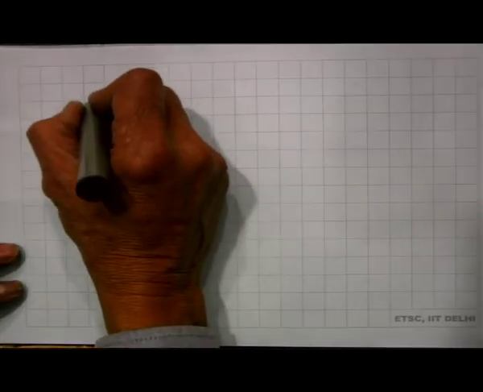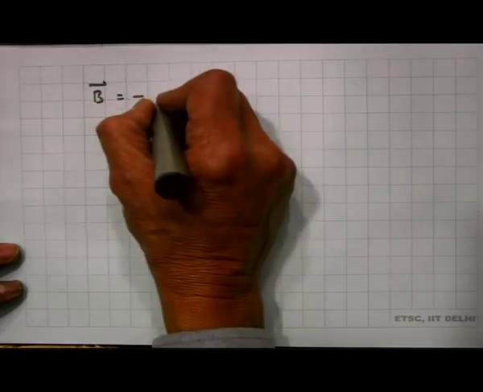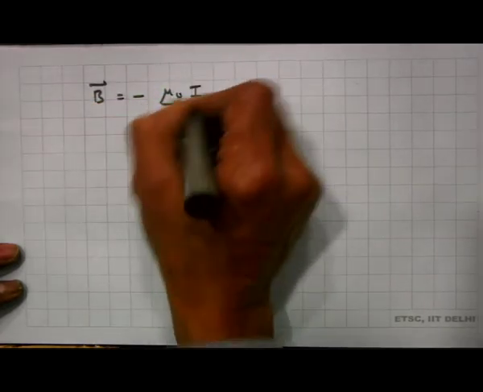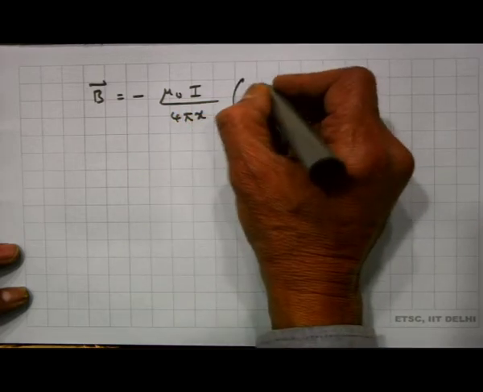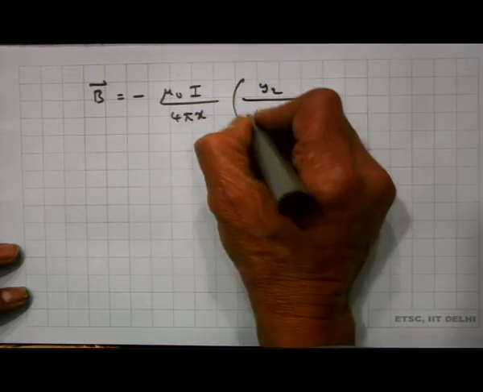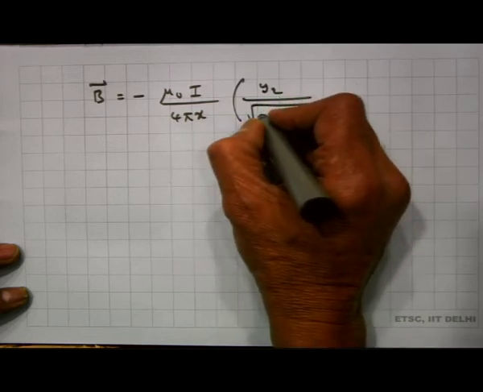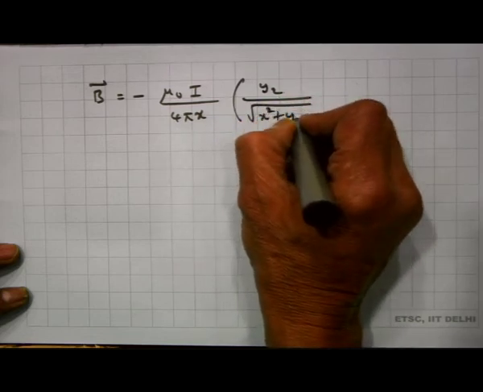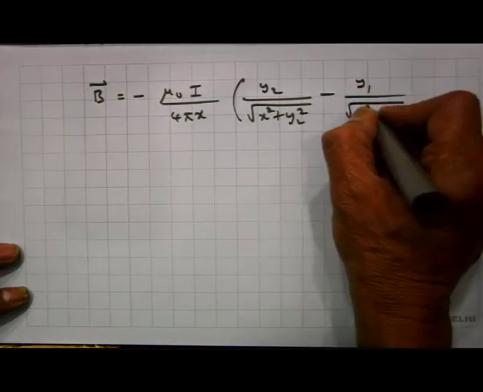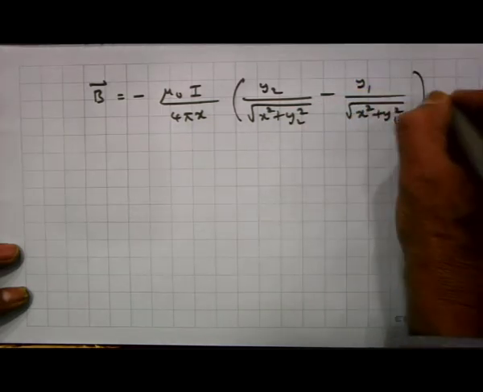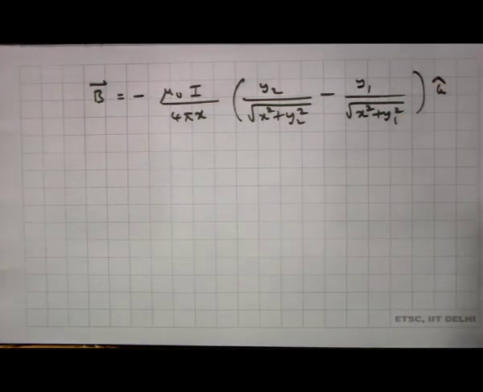So, the magnetic field is nothing but given by minus mu naught I by 4 pi x, y 2 by square root of x square plus y 2 square minus y 1 by square root of x square plus y 1 square, k cap. So, that is the general expression for the magnetic field.